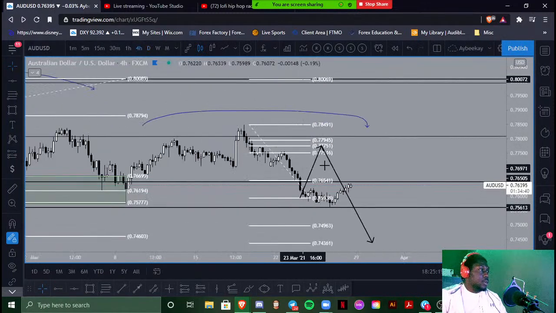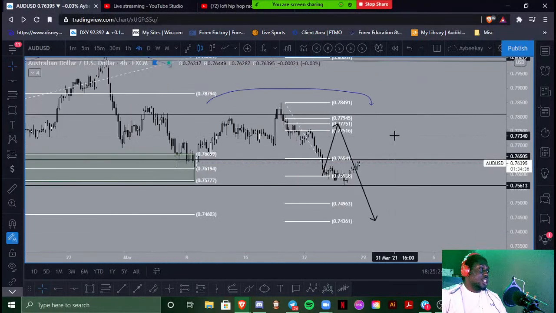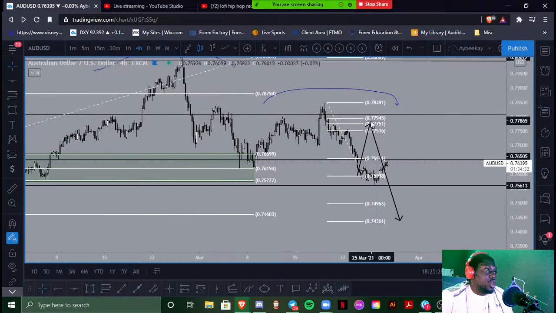But anyways, even if I am looking for sells on this right now, which I'm really not, I need to see 0.77751 get hit first, and then I would look to sell it for the breakout to the downside.